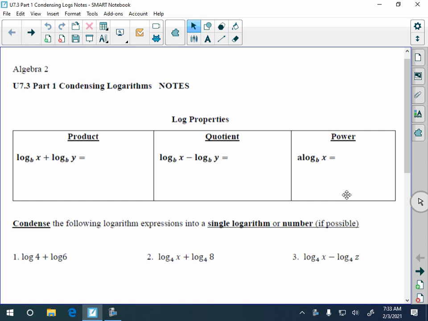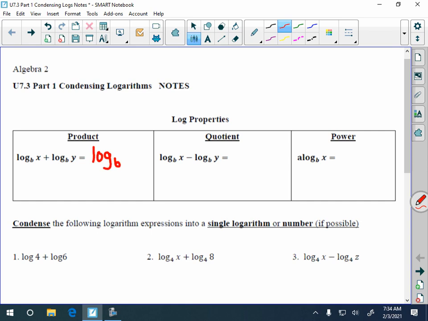All right, so the first property is called the product property. It says that the log base b of x plus the log base b of y. So if we're adding two logs with the same base, then it's going to condense or simplify to the product. Okay, so log base b of x times y.